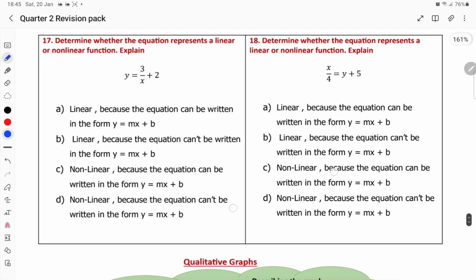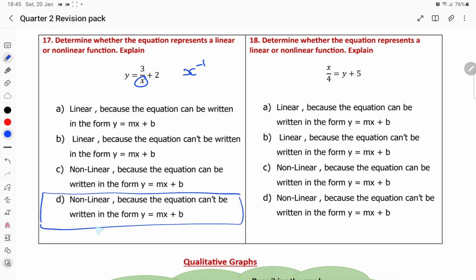Excellent. In this type of question, we look at the x in the denominator as if it is x to the power of negative 1. We agreed that whenever the power of x is different than 1, this is non-linear because the equation can't be written in the form y equals mx plus b, because this is x to the power of negative 1. The power of the x should be empty or 1.